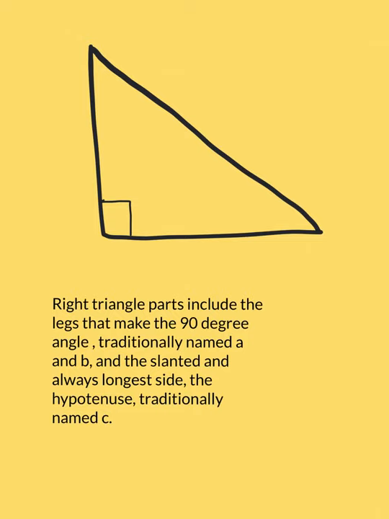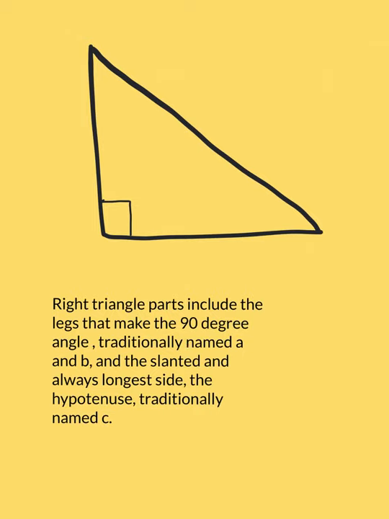This is a right triangle. How do I know it's a right triangle? Because of this box that's right here. This tells me that the triangle is right. Now this right triangle has parts. The first two parts include the legs that make the 90-degree angle, traditionally named A and B.